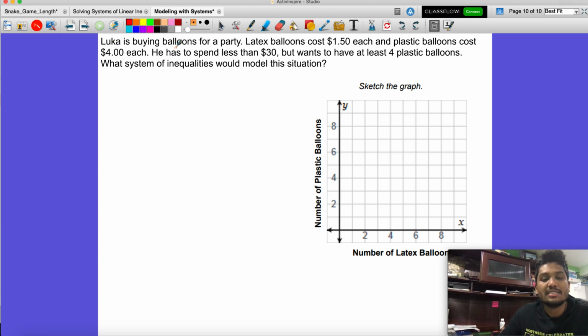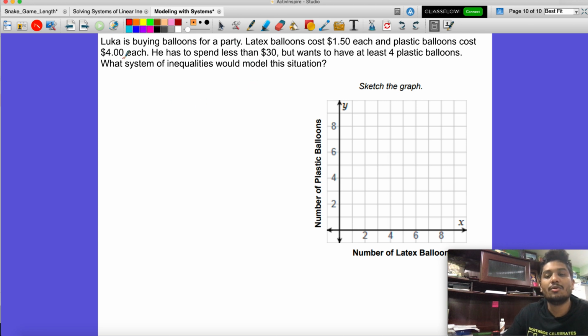Okay, so Luca is buying balloons for a party. Latex balloons cost $1.50 each, and plastic balloons cost $4 each. He has to spend less than $30, but wants to have at least four plastic balloons. What system of inequalities would model this situation?